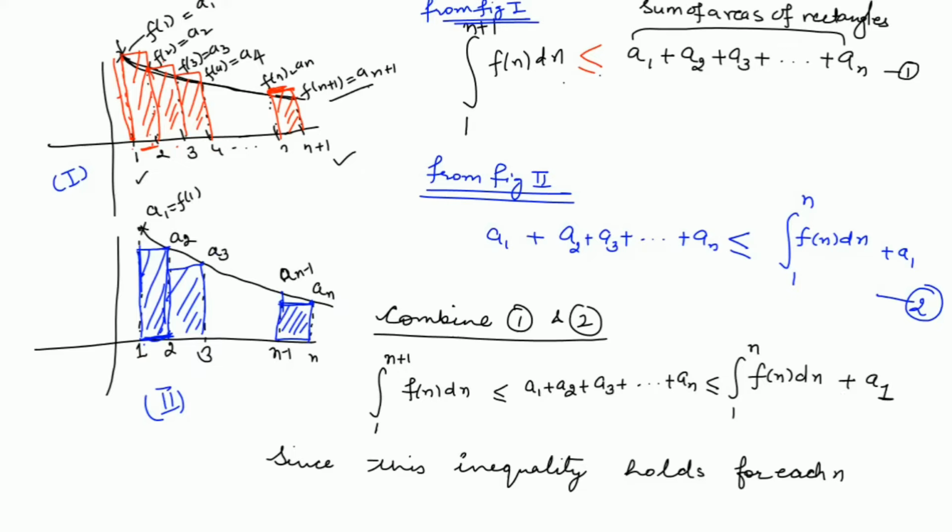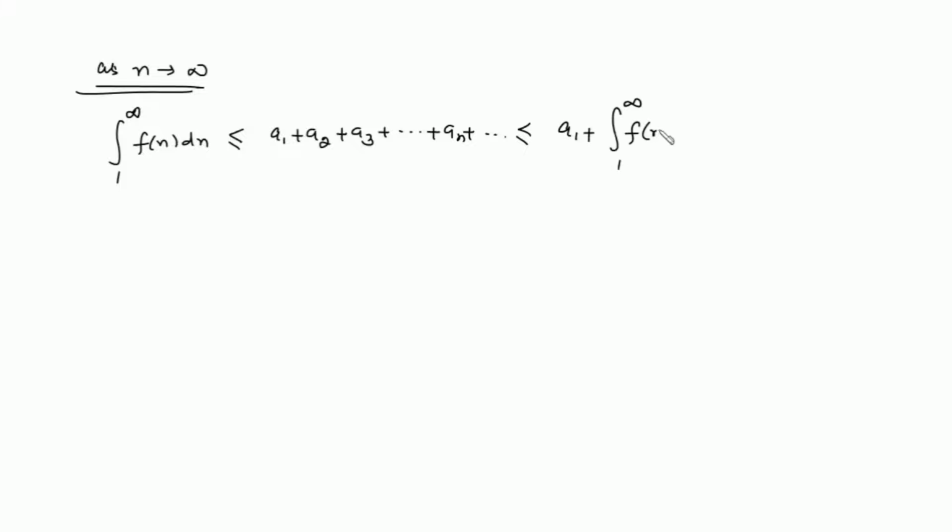So our inequality becomes the integral from 1 to infinity of fn dn is less than or equal to a1 plus a2 plus a3 and so on plus an and so on, which is less than or equal to a1 plus the value of the integral of fn going from 1 to infinity. So we have this inequality.